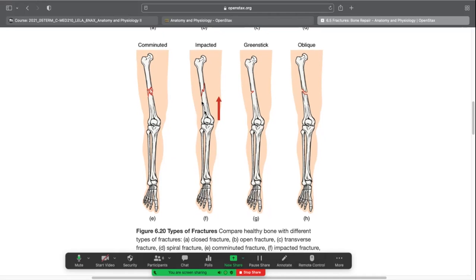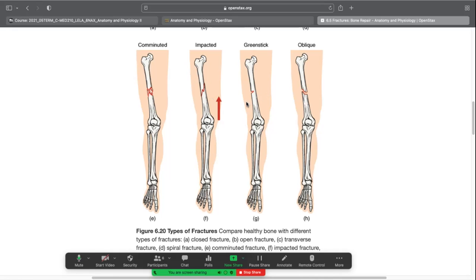Impacted. The classic example is usually people who jump off from a height or try to commit suicide. It shoves all the energy up towards the shaft of, this is your femur. You could also have similar impacted fractures on your vertebra or on your spine.